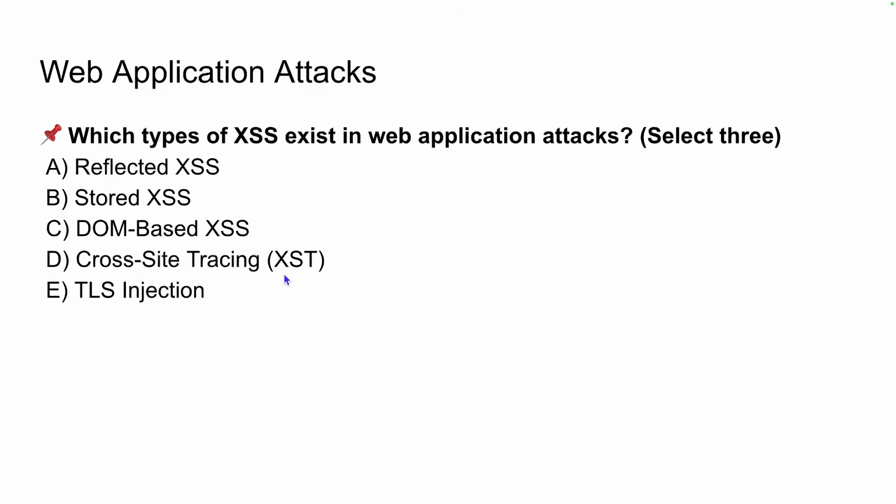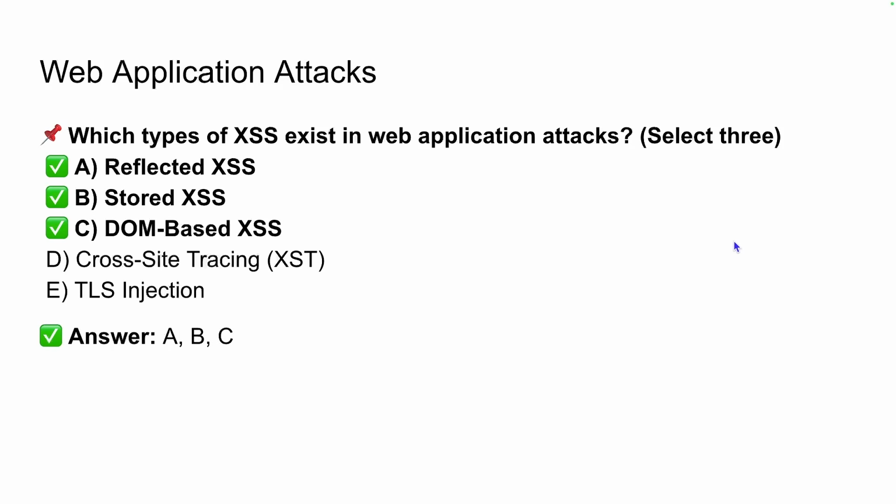Cross-site tracing, I don't even think it's a thing. Maybe it is. If it is, feel free to Google it and drop it in the comment section below and verify whether or not it actually is a real thing. But if it's not real, then obviously you don't have to do that. But for sure, I know that reflected is one, because it reflects onto our web browser and we can see what's happening. Stored is what we do with comments, for example, where we submit it to their database, to their storage. And then DOM-based is that document object model where we're modifying the document itself. So definitely A, B, and C.